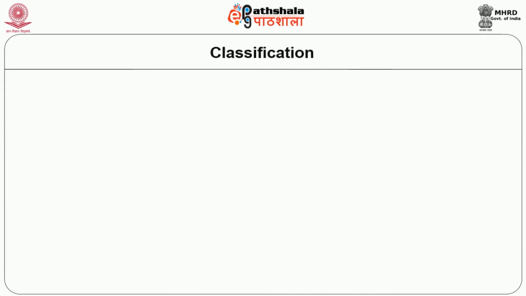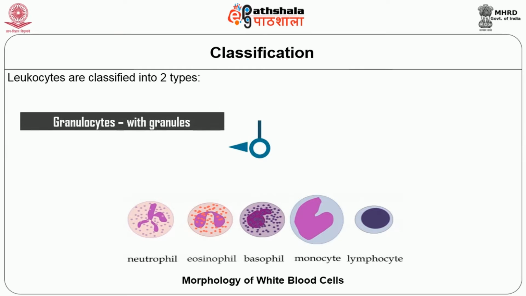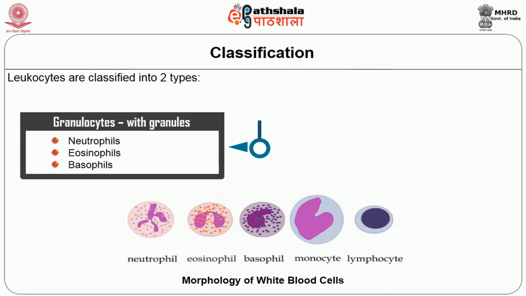Coming to the classification. Some of the WBCs have granules in the cytoplasm. Based on the presence or absence of granules in the cytoplasm, the leukocytes are classified into two types. That is the granulocytes, which have the granules in the cytoplasm. They are three types: neutrophils, eosinophils, and basophils.